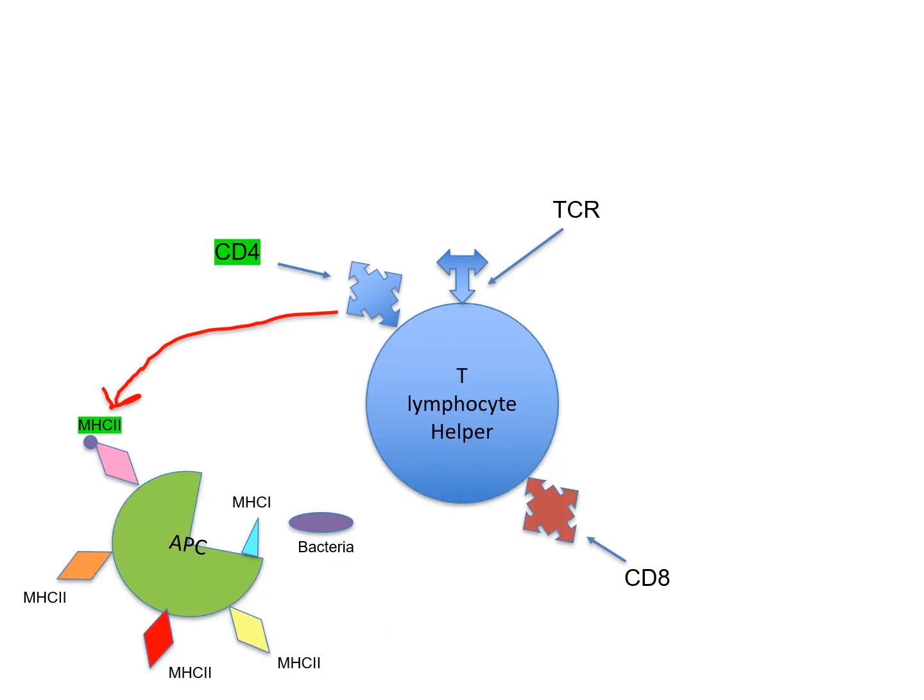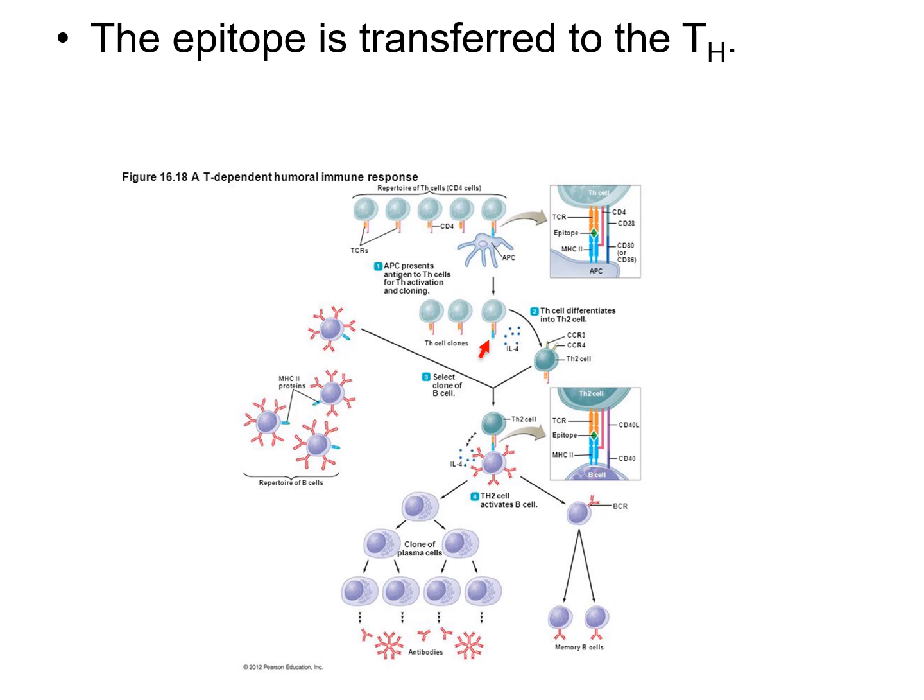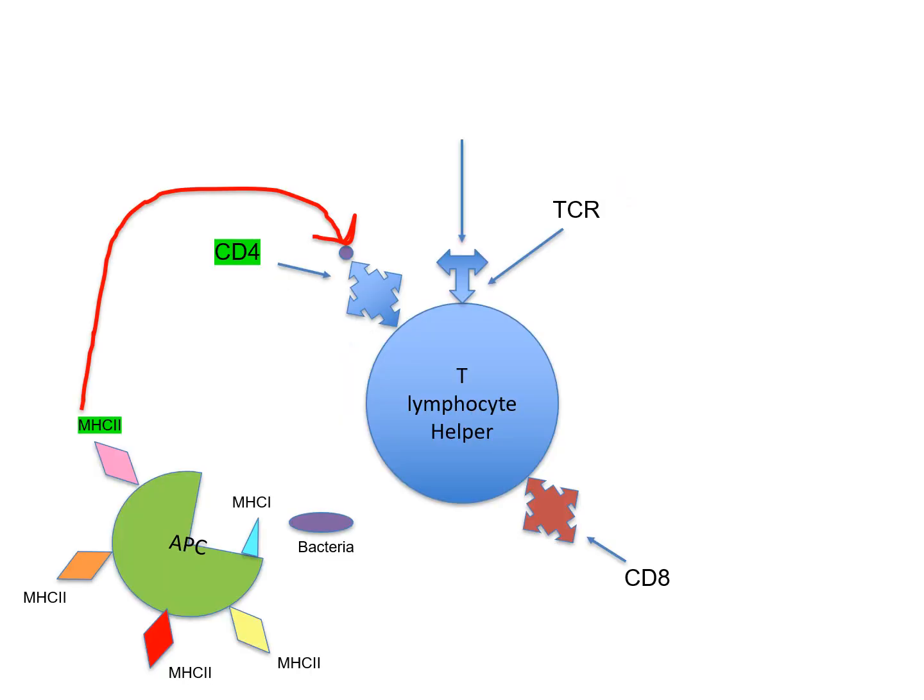I drew a picture of this. CD4 of T helper is going to interact with the MHC2 of the APC. In this case, the epitope is transferred. The baseball is given to the T helper cell. It's transferred. I tried to illustrate that. I took the purple ball from MHC2 and gave it to CD4 on the T helper.